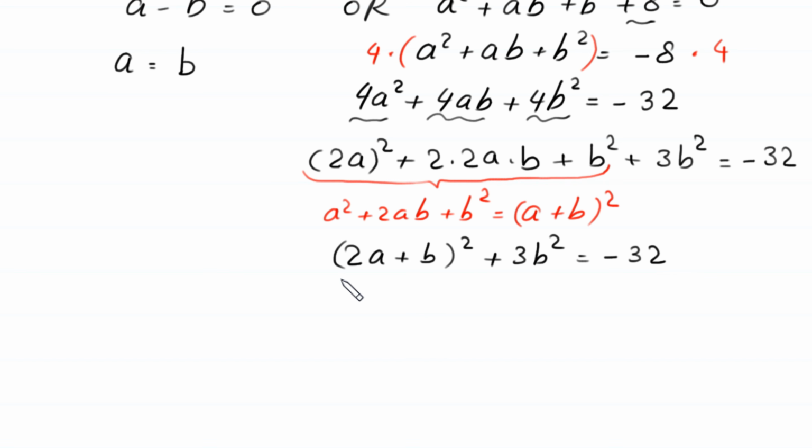Now this value (2a plus b) whole squared is a positive number, and this value 3b squared is a positive number. Sum of two positive numbers cannot be negative, so this equation will be rejected. We accept only this equation a is equal to b. Now recall equation 1.